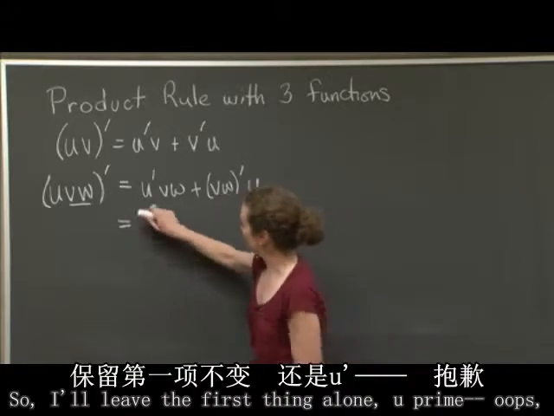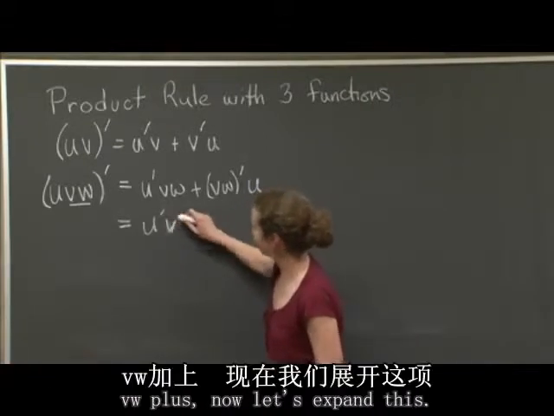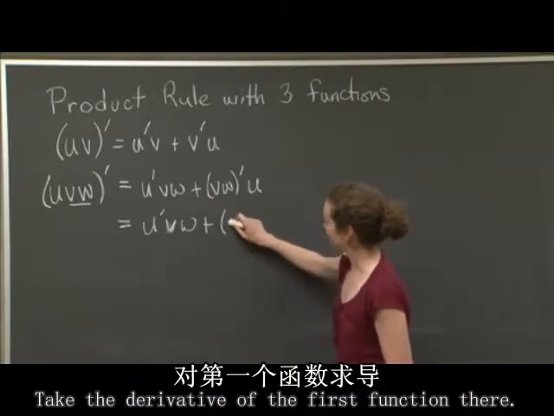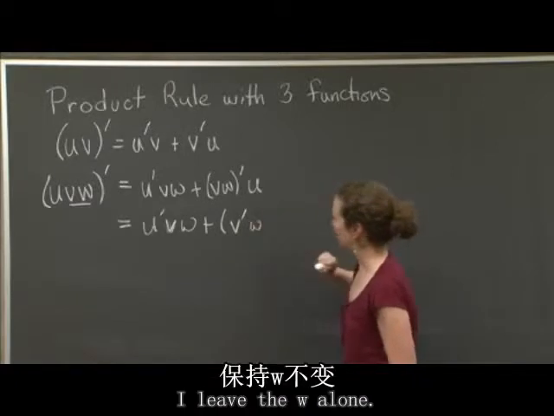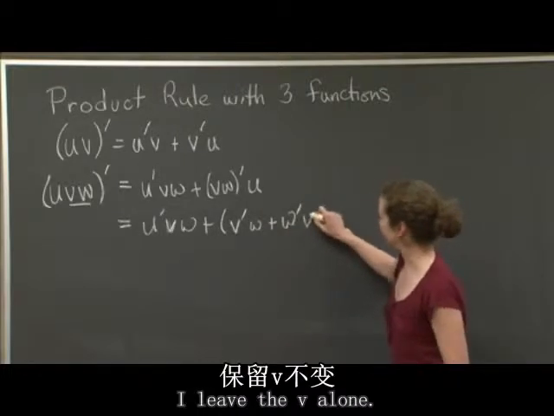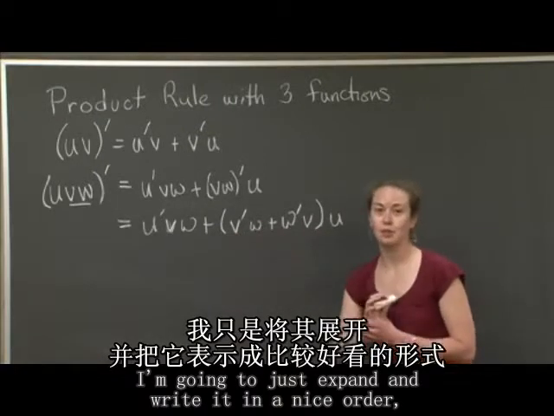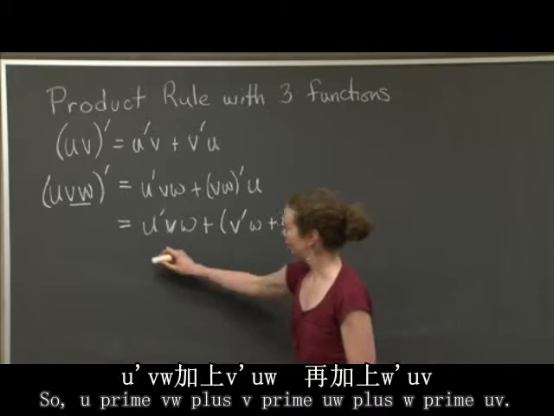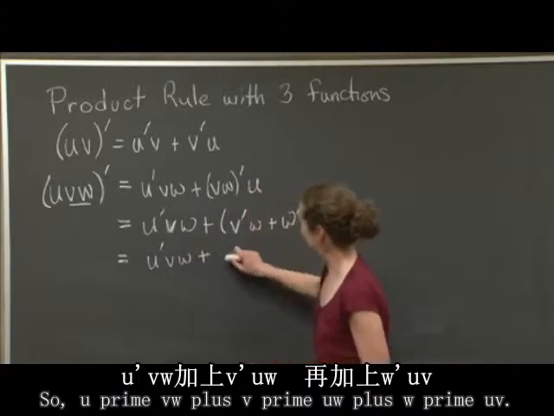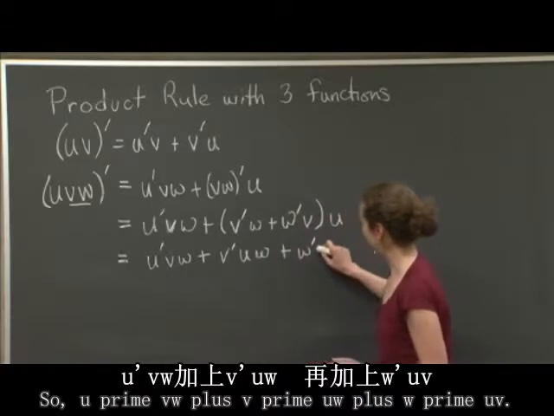So I'll leave the first thing alone, u prime vw, plus, now let's expand this. Take the derivative of the first function there, that's v prime. I leave the w alone, plus the derivative of the second function, that's w prime. I leave the v alone, and I keep the u there. I'm going to just expand and write it in a nice order so we can see exactly what happens. So u prime vw plus v prime uw plus w prime uv.